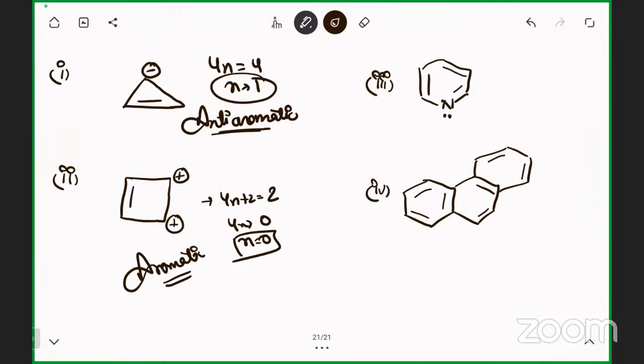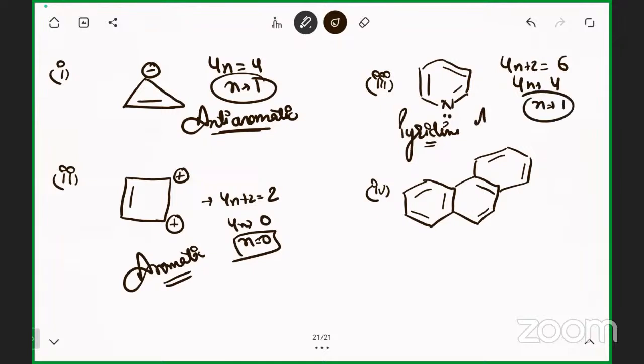See, outer pi electrons are not counted. So the inner ones you'll count. We have a 6 electron system. This is pyridine. If I do 4n plus 2 is equal to 6 electrons, 4n is equal to 4, n is equal to 1. The compound is aromatic in nature. Okay, next one.